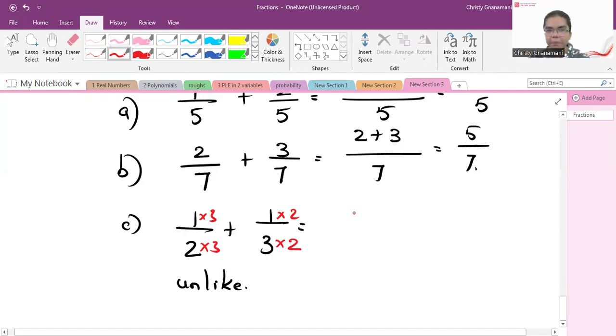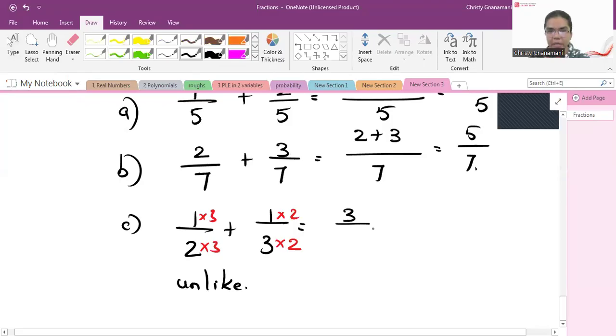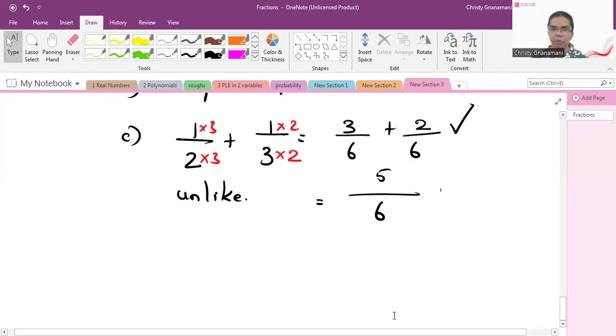So what do you get? You get 3 by 6 plus 2 by 6. Right? So now you converted both the fractions into like fractions, then you can easily add them, right? So adding, what do you get? 5 by 6. So how do you add two unlike fractions? First, convert them into like fractions by finding the LCM. And once you get them as like fractions, then you can directly add the numerators. So let's see one more problem.